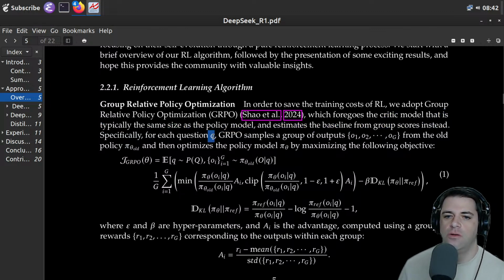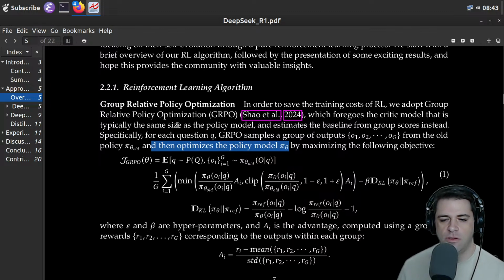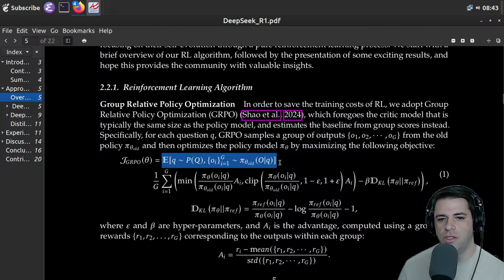So for each question q, little q is a question, they're going to sample a group of outputs, o1 to oG, from the old policy. I'm guessing maybe q is something like a prompt, and perhaps with different random seeds, they generate the model outputs from the prompt. I don't know how this sampling of a group of outputs works. And then they're going to optimize a policy model, pi sub theta, by maximizing the following objective. So they're going to maximize some expectation.